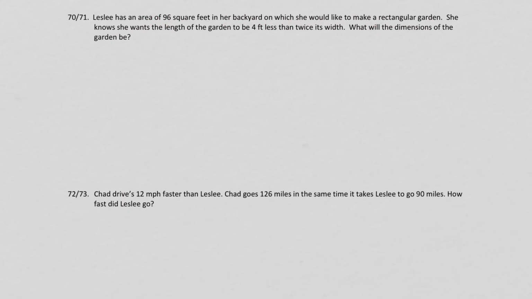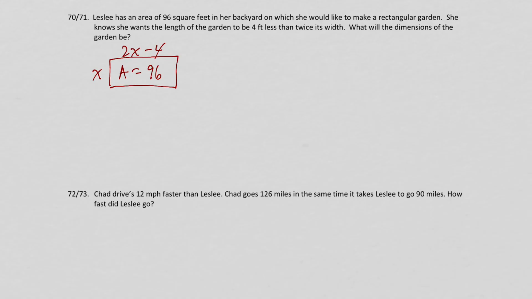Okay, Leslie has an area of 96 square feet in her backyard, and she wants to make a rectangular garden. So let's draw the rectangular garden. She knows she wants the length to be 4 feet less than twice the width. We don't know the width, so we'll call that x. But the length is going to be 4 feet less than twice this. Twice that is 2x, and then 4 feet less. And she knows that the area should be 96, because that's how much area she has.